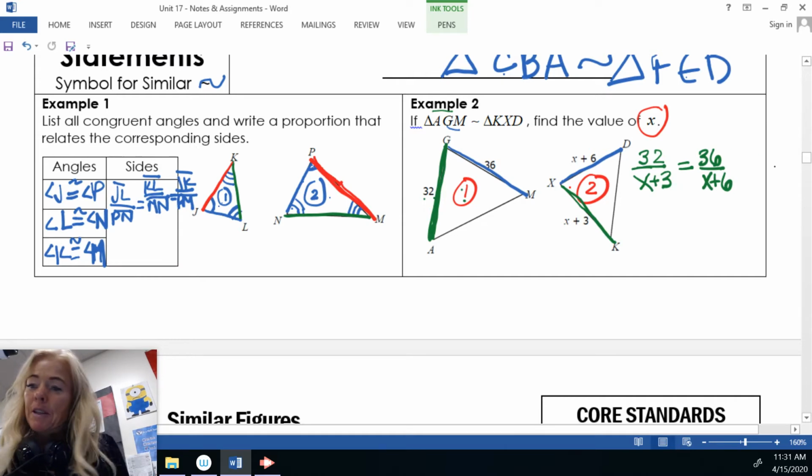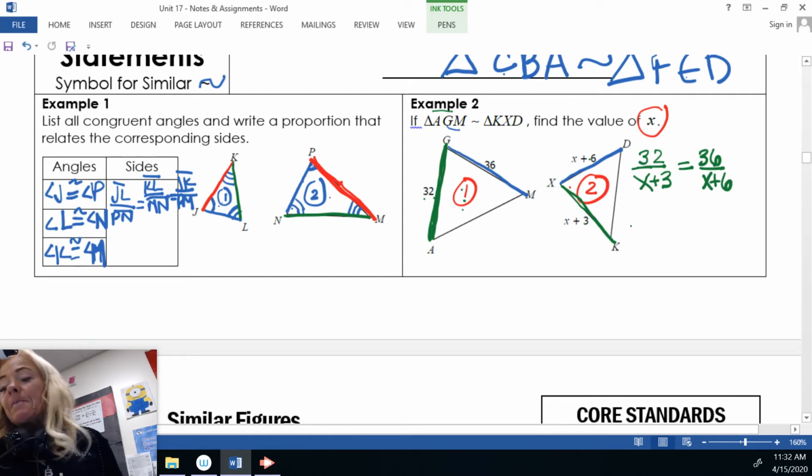Now, if we don't set that up correctly, we're not going to get the right answer for x. And also, it's important to note that you can start with this triangle and have x plus 3 over 32 equals x plus 6 over 36. That's all right, too. You could have this one first, 36 over x plus 6 equals 32 over x plus 3. There are a myriad of ways to set this up and still get the correct answer. You just have to make sure that whatever triangle you start with, you always start with for the top, and you make sure that you get the corresponding sides right. But that's all you have to do.